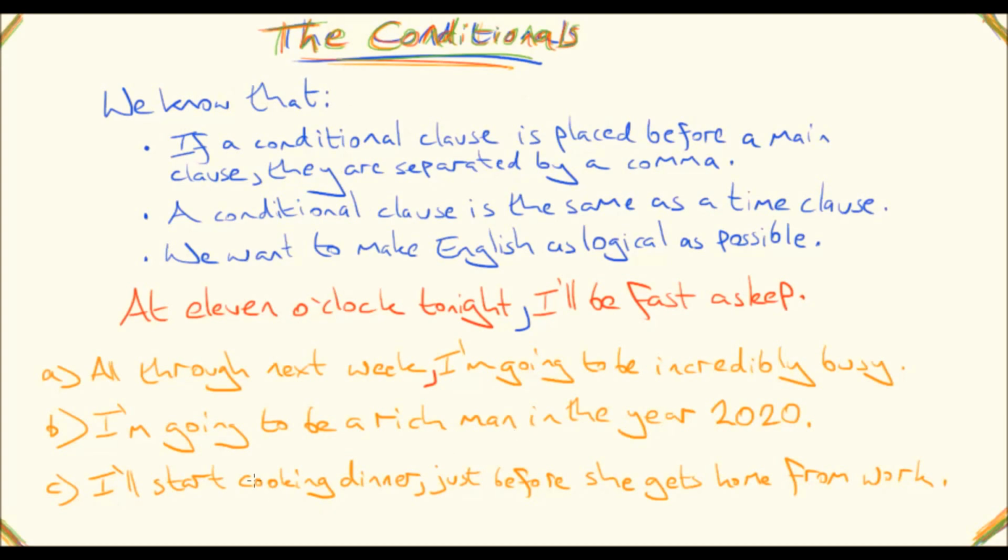And finally, I'll start cooking dinner just before she gets home from work. Well, we've got the main clause coming first, and "just before she gets home from work" is the time clause, but this person's put a comma there. Now, as I say, no one's going to mark that as massively wrong, but I think it's worth pointing out that it's just not necessary to put that comma there. So let's get rid of that, because we've got the main clause first, followed by a time clause. No need for the comma there.